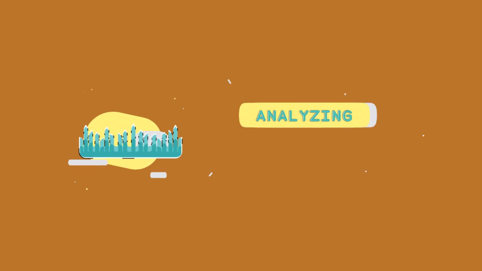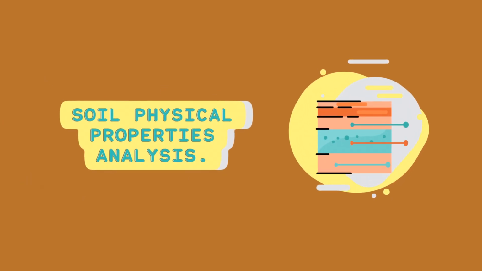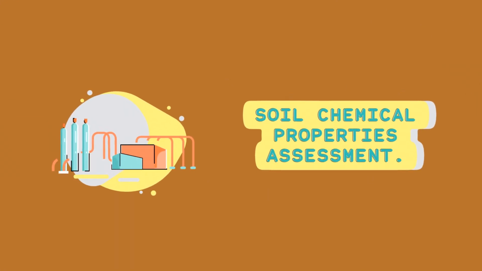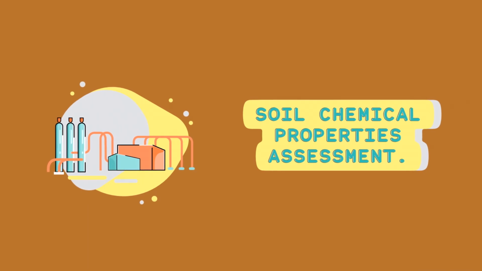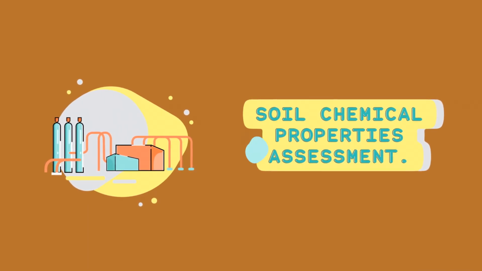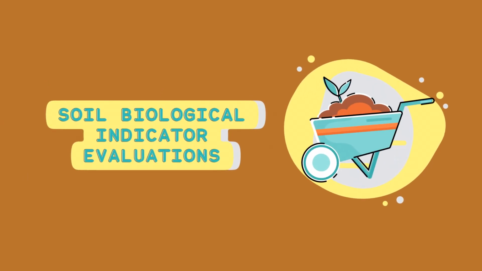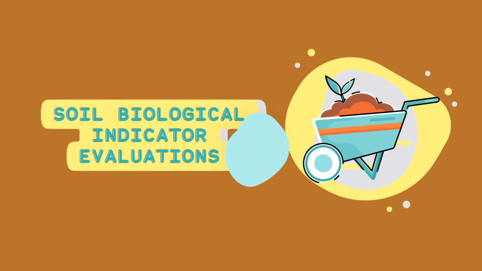2. Soil analysis. Physical properties, analyzing soil texture, structure, density, and water holding capacity. Chemical properties, assessing soil pH, nutrient content, e.g. nitrogen, phosphorus, potassium, salinity, and organic matter content. Biological properties, evaluating soil microbial activity, earthworm populations, and other biological indicators.